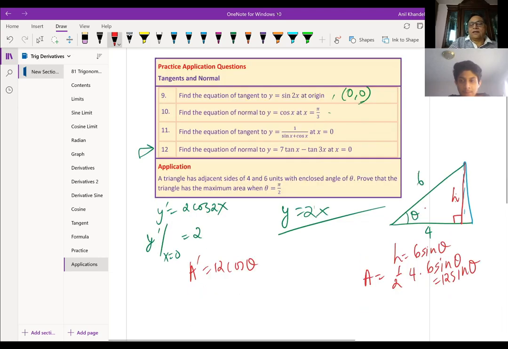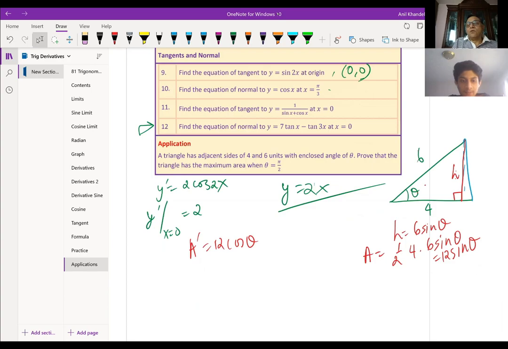So we want to find a critical number. When will it be 0? It is going to be 0 when theta is pi by 2, because cos of pi by 2 is 0, right, sir? Correct. And otherwise, what could the angle theta be? So a triangle has got 4 and 6, right? So to make this triangle, what could be this angle?